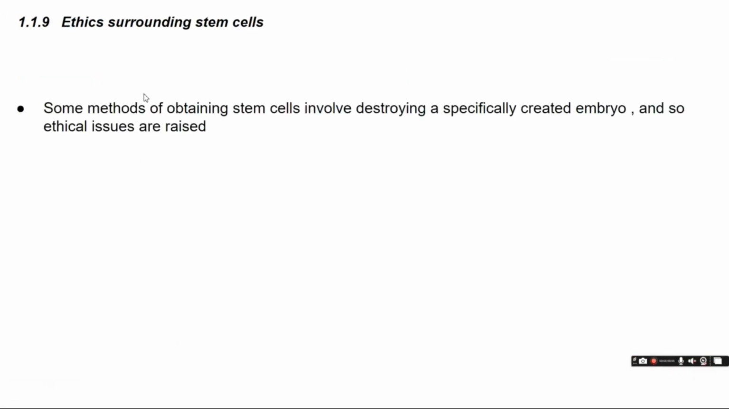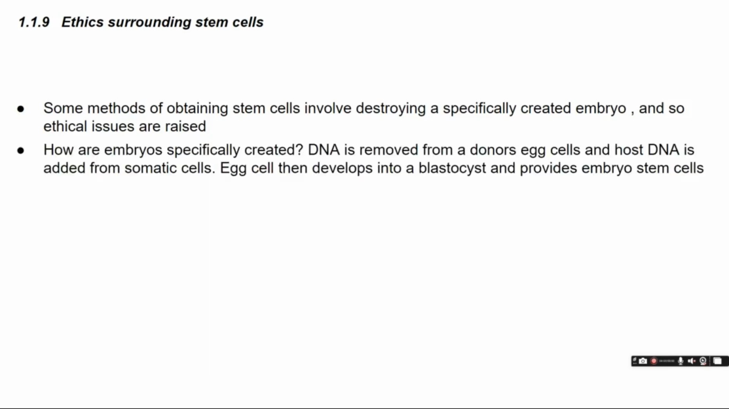So the ethical issues and concerns surrounding stem cells. So some methods of obtaining stem cells actually involve destroying a specifically created embryo, and so these ethical concerns arise. So how are embryos specifically created? DNA is removed from a donor's egg cell, and host DNA is added from somatic cells. And the egg cell then develops into a blastocyst and provides embryonic stem cells. So the question here is, is it fair to terminate a potential life to save a person?